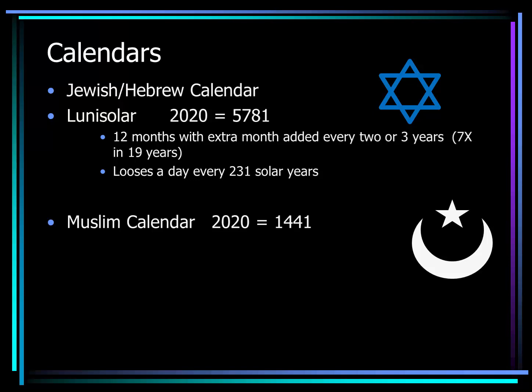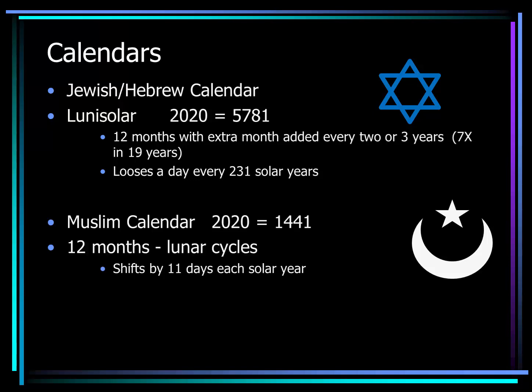In the Muslim calendar, the year 2020 will be the year 1441. This is a strictly lunar calendar. It just follows the phases of the moon. That means that the religious holidays fall in different seasons on different years.